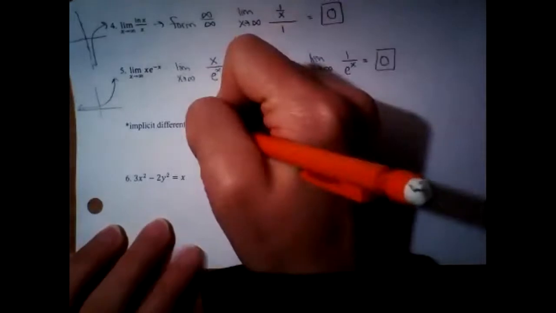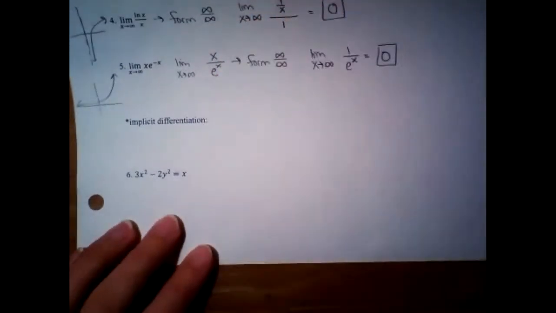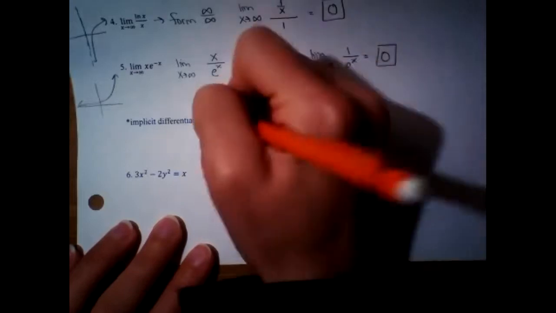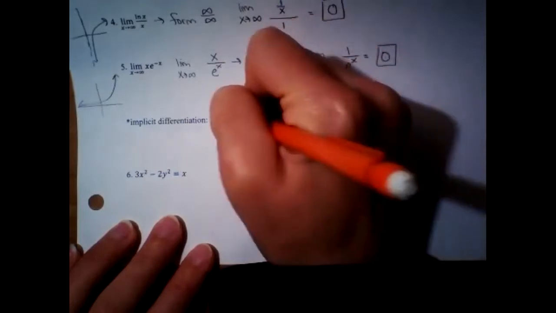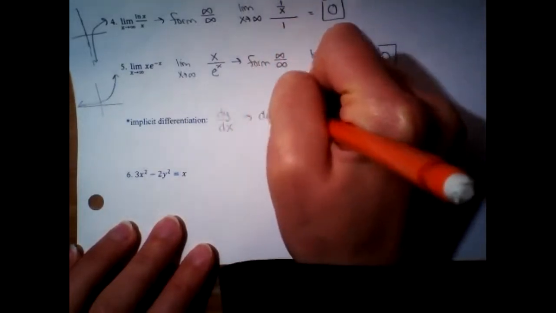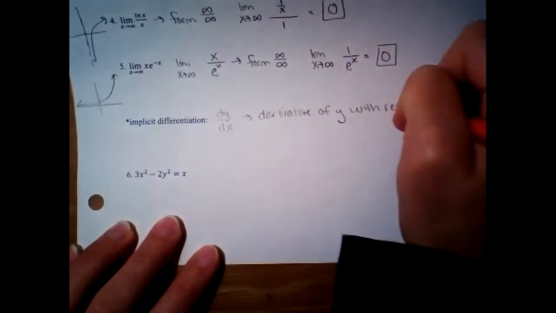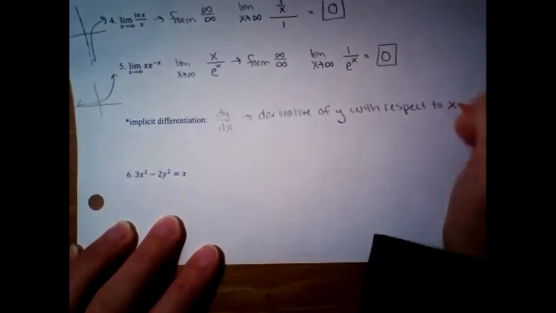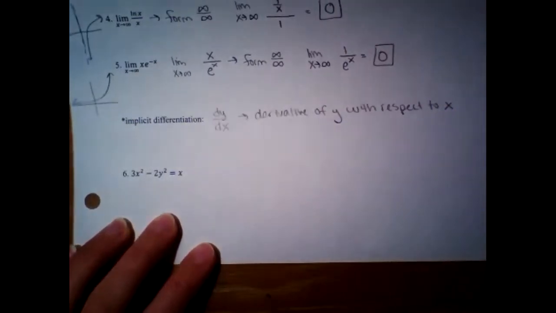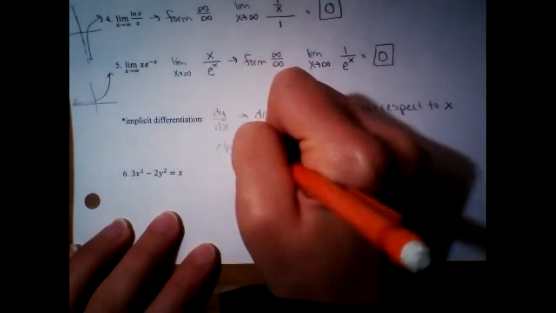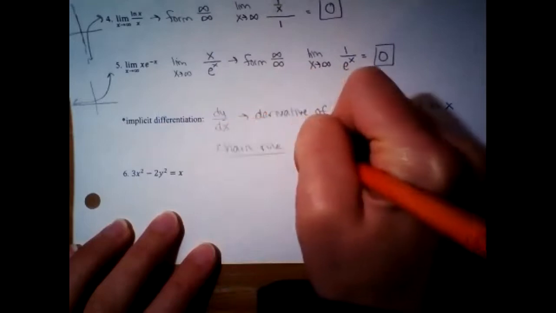So the only thing you really have to remember, because none of the derivative rules have changed, like it's still product rule, quotient rule, chain rule, all the derivatives are still the same, is that you have to do dy dx. It is the derivative of y with respect to x. So every time you do a derivative of a y variable, you're going to have to do this as a chain rule. It's a chain rule for your y variable.